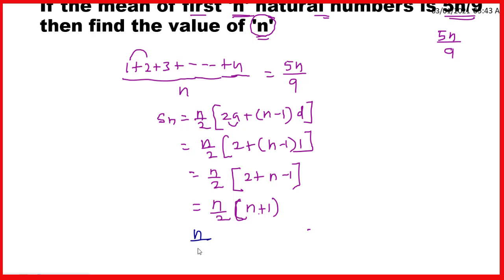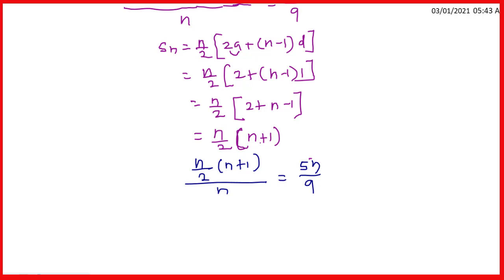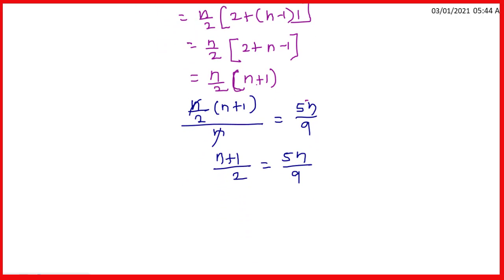n by 2 into bracket n plus 1 upon n, which is equal to 5n by 9. So here we have got this equation, and now we will solve this equation further. So here this n and n will get cancelled, and you will get simply n plus 1 upon 2, that is equal to 5n upon 9. Now cross multiply and solve.